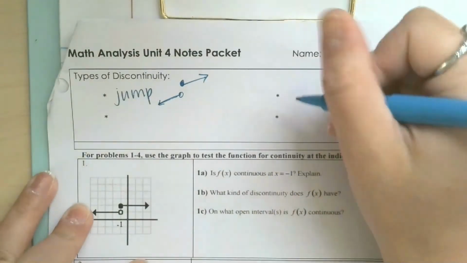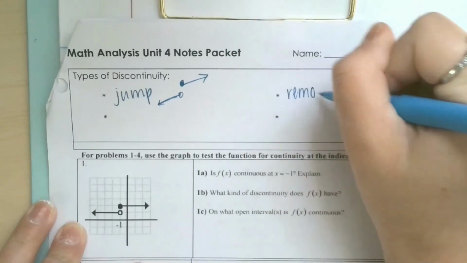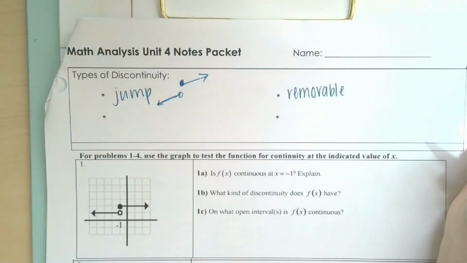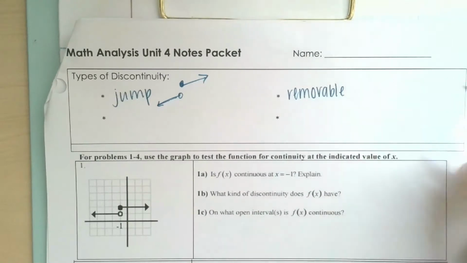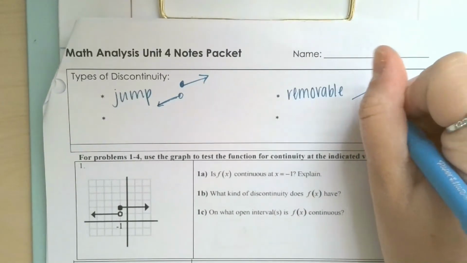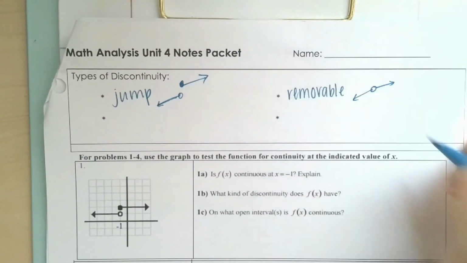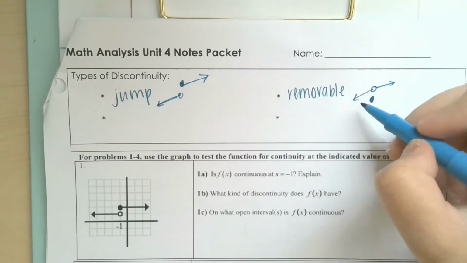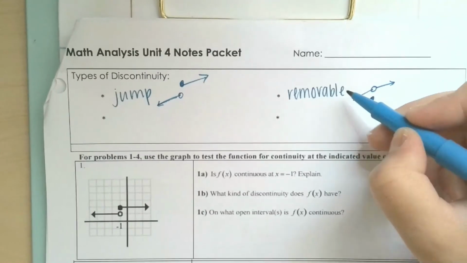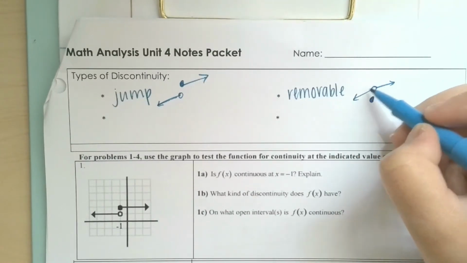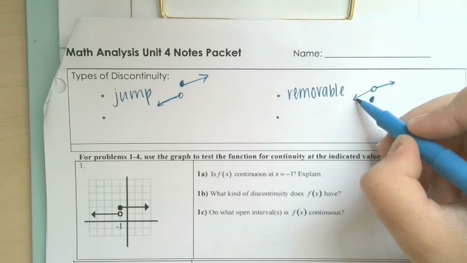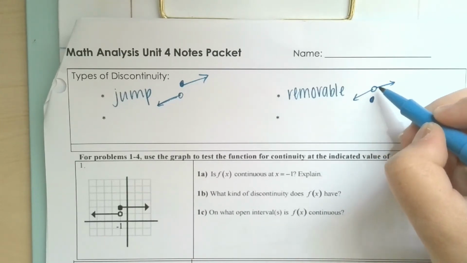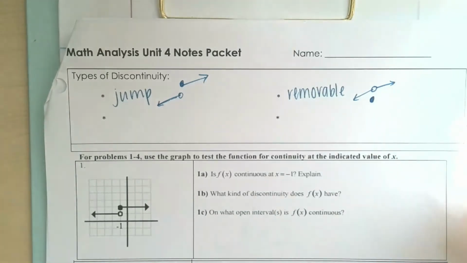Another is removable. This is also referred to as a hole. That happens when you have a function that looks like that. There's a hole in it, and your function value is defined below. Like this was the example I started with. Your function value exists, your limit exists, but you can't graph this without picking up your pen to identify your function value and then continue your graph.